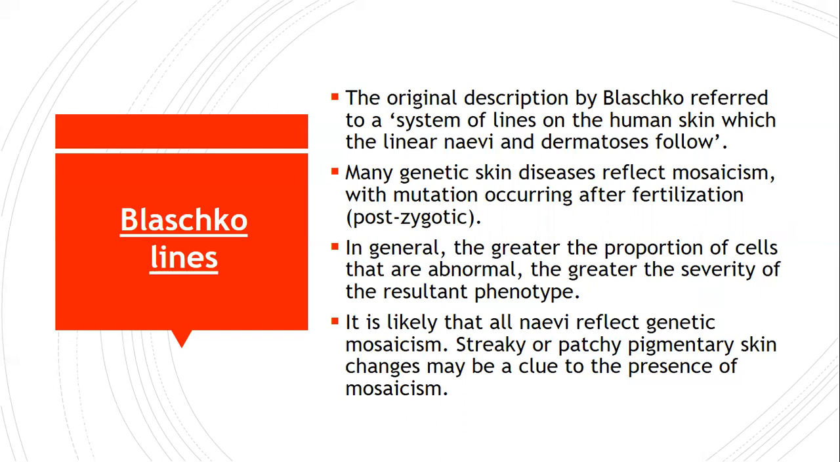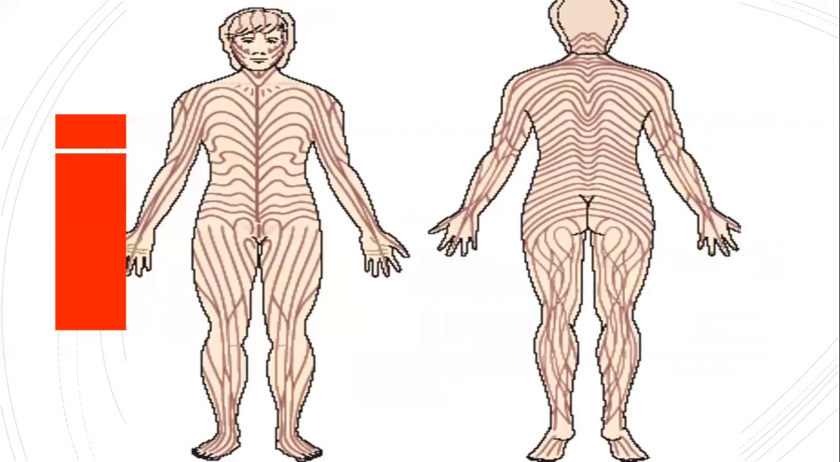It is likely that all nevi reflect genetic mosaicism. Streaky or patchy pigmentary skin changes may be a clue to the presence of mosaicism. These are the Blaschko lines.